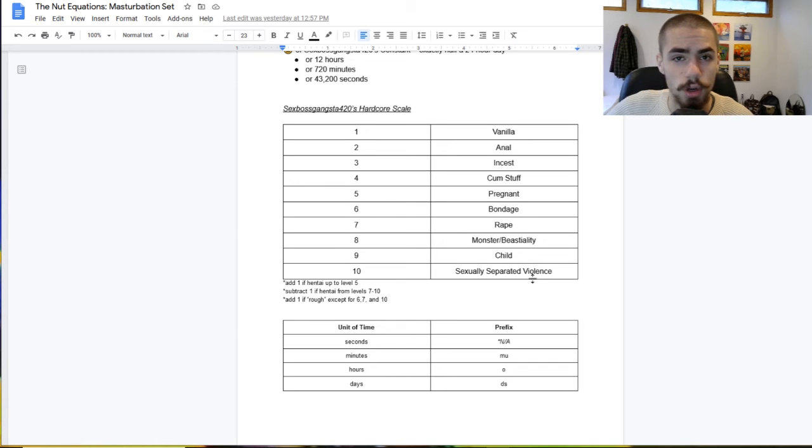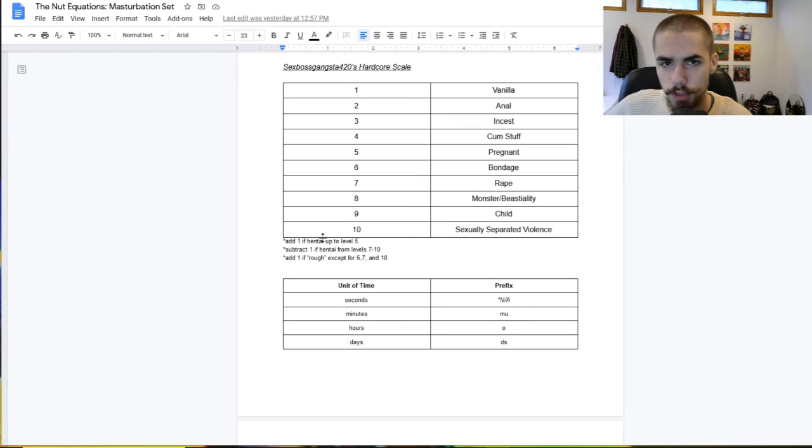And sexually separated violence is not like bondage. It's more like a video of someone getting mugged on LiveLeak. The violence that occurred in the pornography was completely separated from a sexual context. It is just regular everyday violence that you are masturbating to.